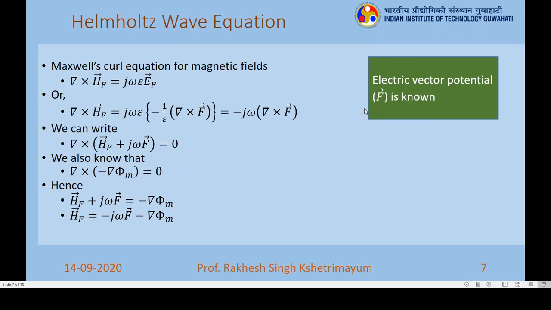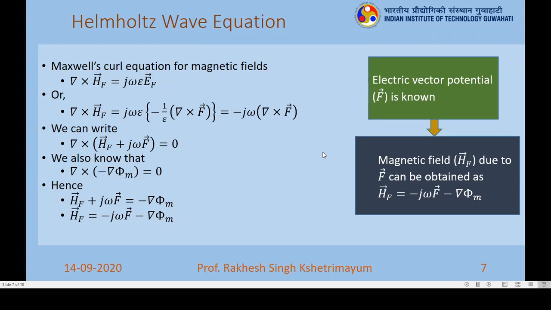So if the electric vector potential F is known to us, how do I find the magnetic field? We have discussed previously, when the electric vector potential F is known, how do I find the electric field? That was minus 1 by epsilon curl of F. So if the electric vector potential is known to us, how do I find the magnetic field? The magnetic field can be calculated as minus j omega F minus del of phi M. So once I have the electric vector potential, I can find the magnetic field also, I can find the electric field also.